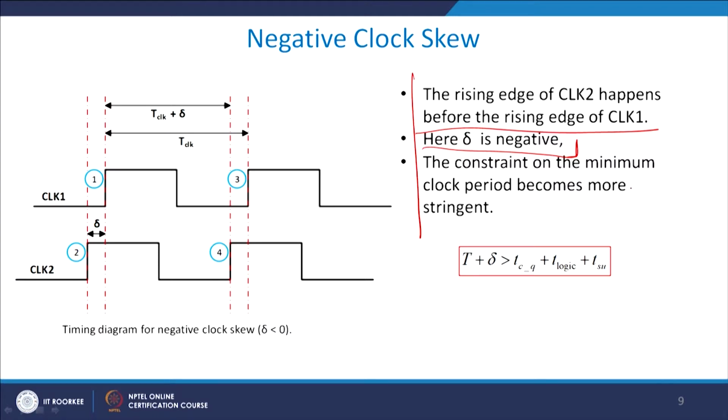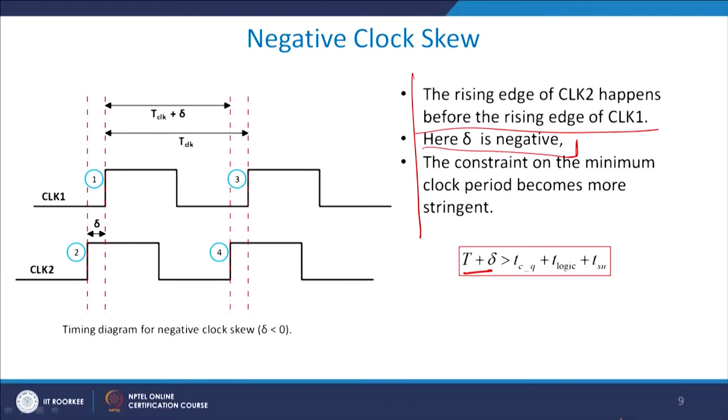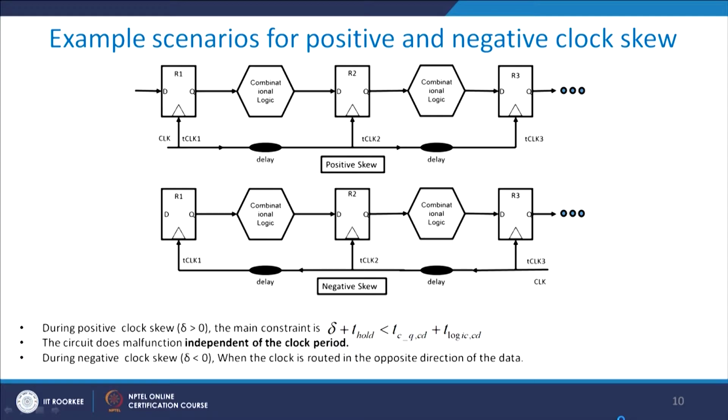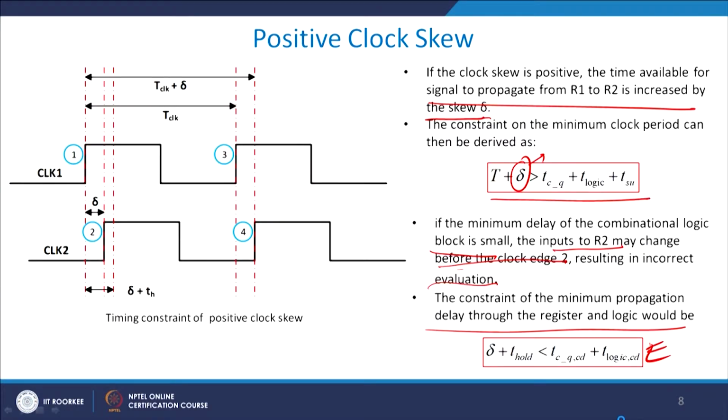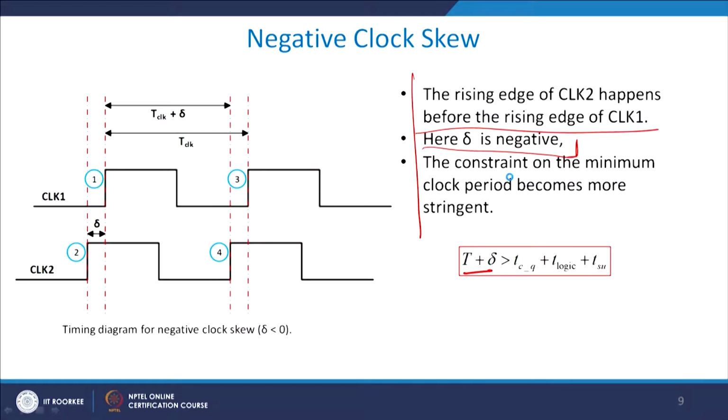The constraint on the minimum time period becomes more stringent: T plus delta should be greater than or equal to this much. Why this delta? Because this delta is the minimum difference between the setup time and the rising edge of the pulse for the MOS device in the study, and that is the reason it is converted into this simple form. T plus delta basically means this quantity is always greater than T setup, T CQ and T logic.